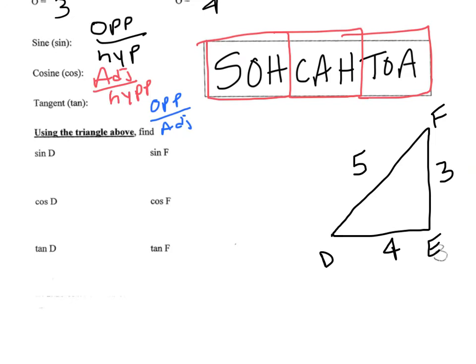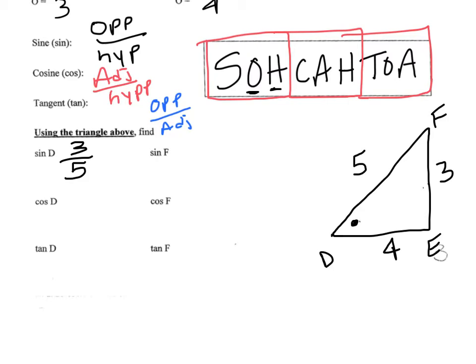Okay, so now it says, use the triangle above. I just redrew it here on the right. Use the triangle above, find sine of D. So I'm going to pretend that I'm standing at D. Sine is supposed to be opposite over hypotenuse. So the side opposite would be the 3 over the hypotenuse, which would be 5.